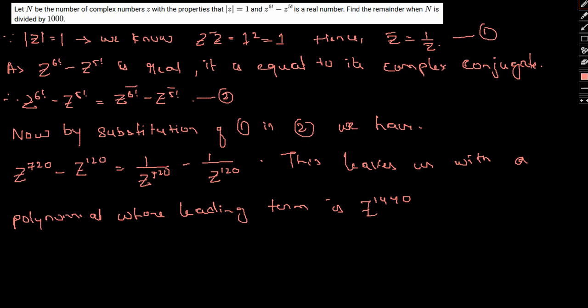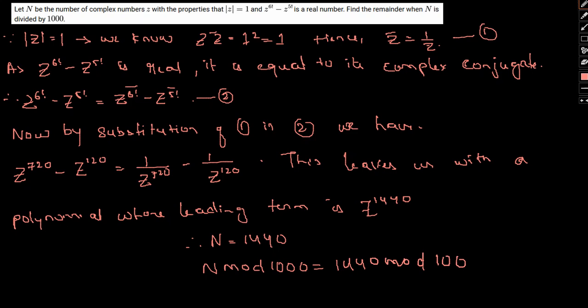So therefore here, say n would be 1440. So when n is divided by 1000, 1440 mod 1000 would give us the solution as 440, which is our final answer.